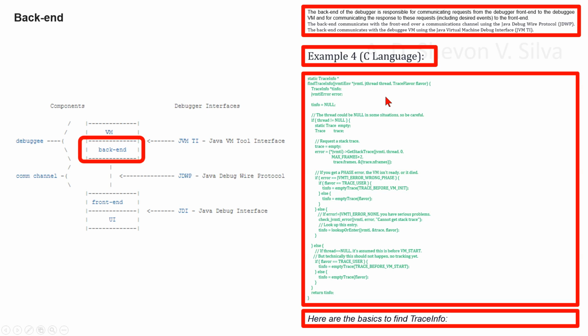Along with the trace info struct is support code to create a hash table for quick lookups. Because the creation or lookup of trace info will probably consume much application time when this agent is activated, speed and efficiency are important. Here are some basics to find trace info.